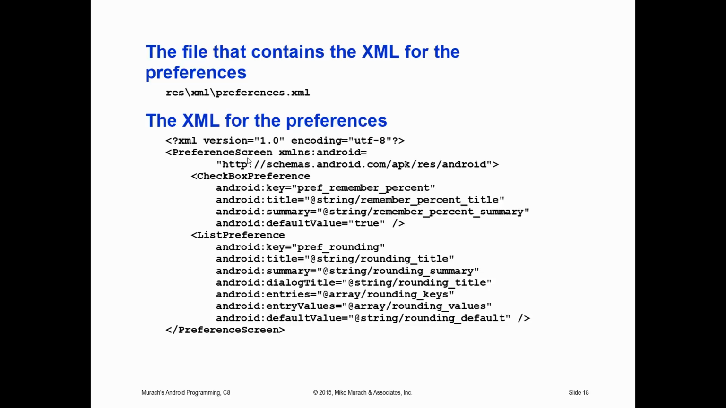When you work with preferences, you use subclasses of the preference class to build the interface, and that's what they're showing right here. So you add an XML file to the res XML directory. The file typically is going to be named preferences.xml. You don't have to name it that, but it is by convention. The root element for the XML file is the preference screen element, which defines the screen with your preferences on it.